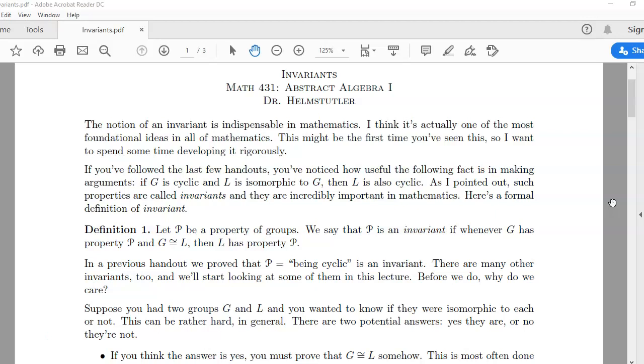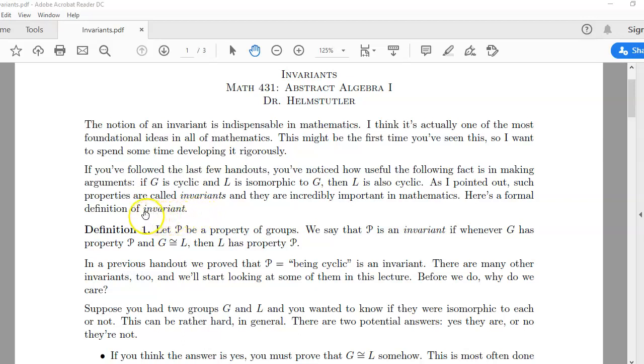In the last few handouts, we've seen how useful the following fact is in making arguments. If G is a cyclic group and L is a group that you know to be isomorphic to G, then L also has to be cyclic. I think we proved that rigorously on the last handout. And such a property is called an invariant. Again, I think they're really important. So let's talk about what an invariant really is.